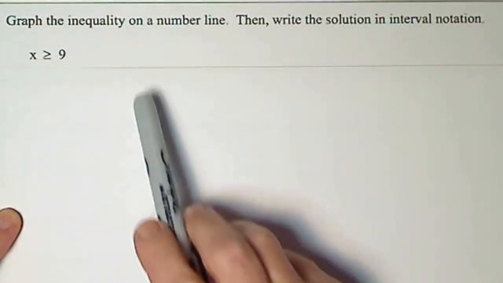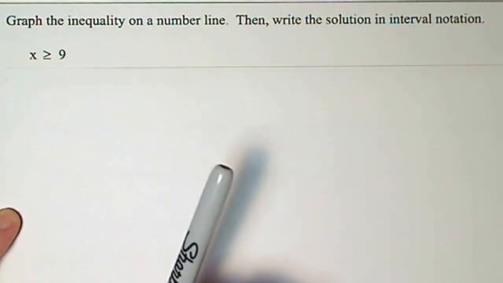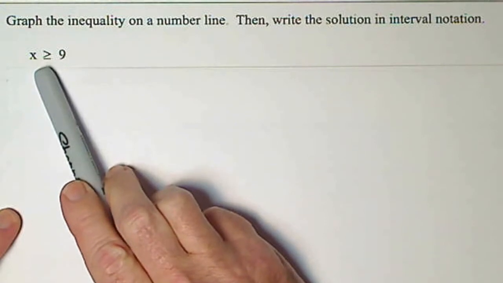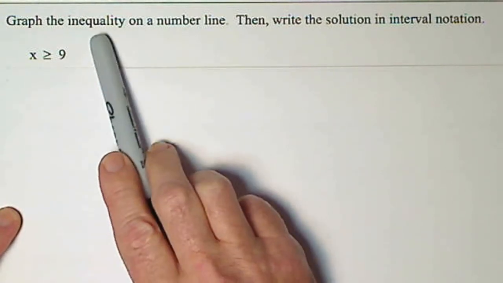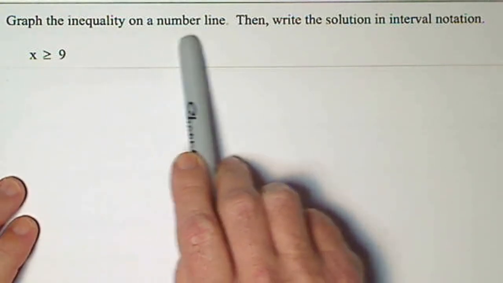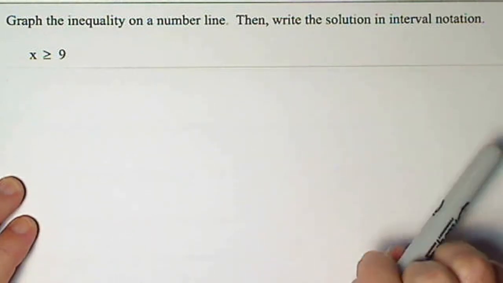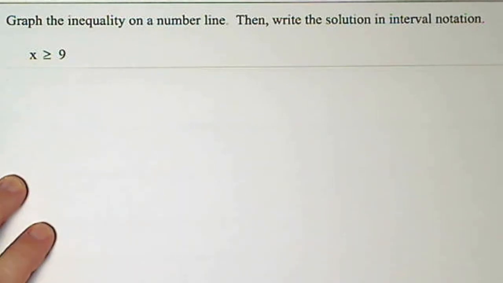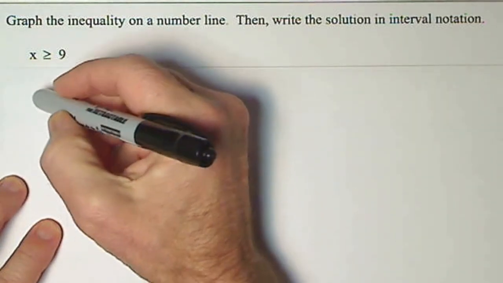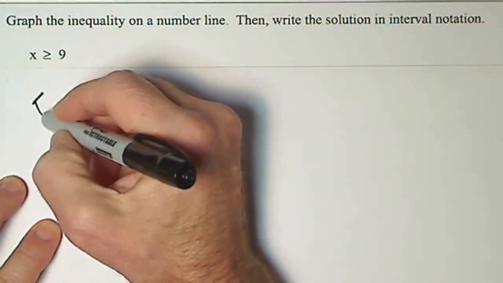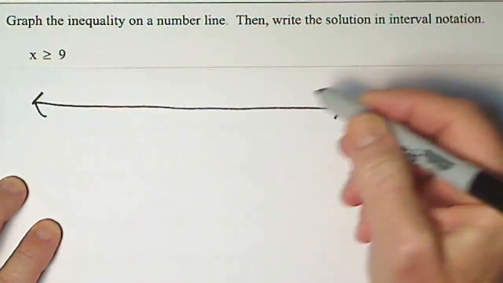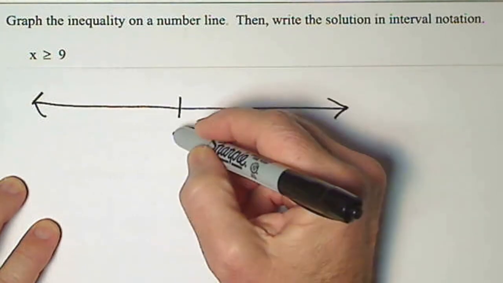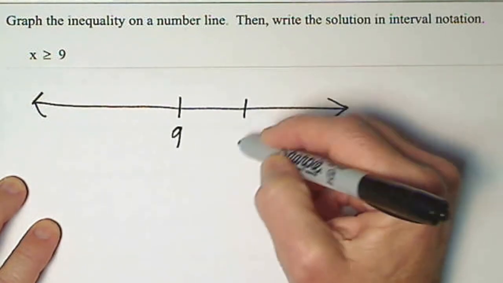Okay, for this one they don't give it to us in interval notation. They give us the inequality. Then we are to graph this on a number line, and then they'll have us write the interval notation. So to graph that inequality, x is greater than or equal to 9. So here's our 9.